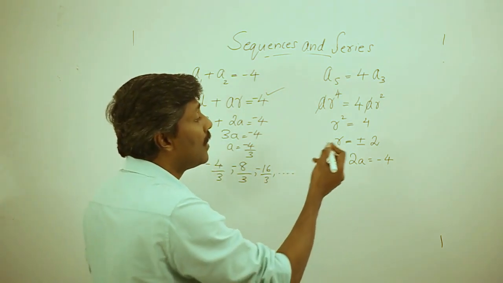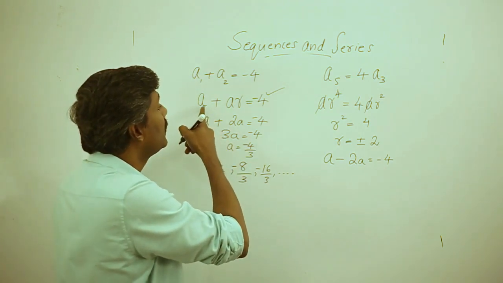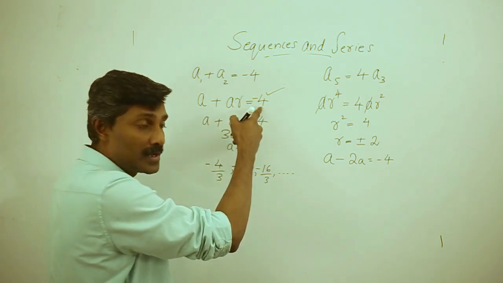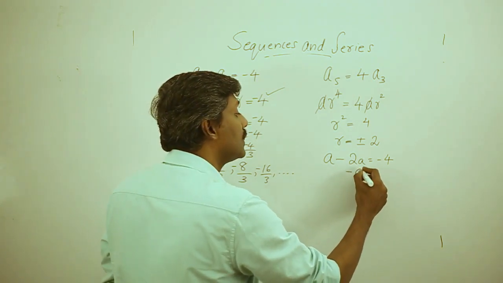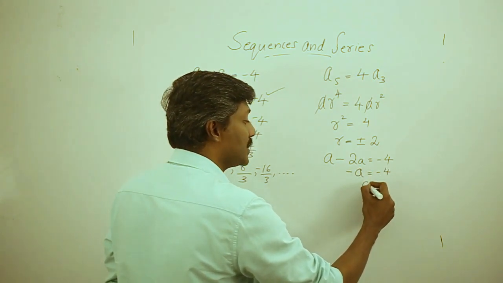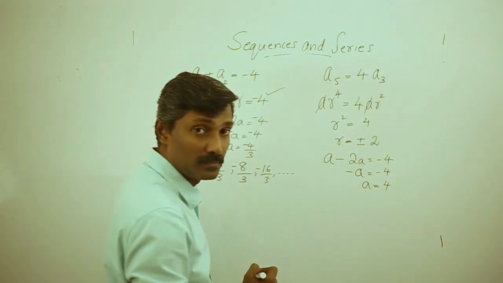Okay. Now what if r is equal to minus 2? A minus 2a is equal to minus 4. Now what is a minus 2a? It is minus a. So minus a is equal to minus 4, which means a is equal to 4, right?